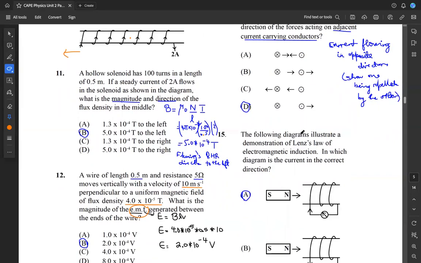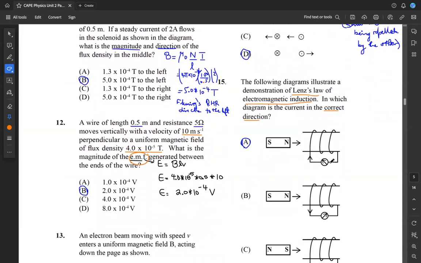Okay, so moving down to question 15 now. The following diagrams illustrate a demonstration of Lenz's law of electromagnetic induction. In which of the diagrams is the current in the correct direction? The thing that tells us the current direction is the pointer.